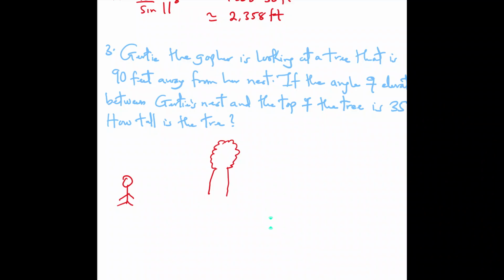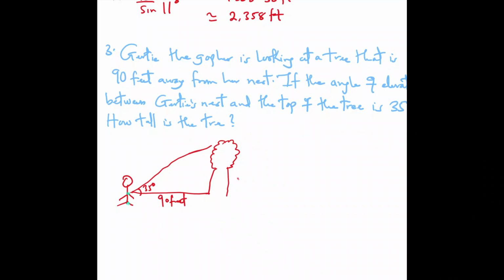Okay, let's say she's looking at a tree that is 90 feet away from her. So she's looking up to the tree. The distance between Getty's nest and the tree is 90 feet. So this is the distance here. The angle of elevation between Getty's nest and the top of the tree is 35 degrees, so when she's looking up, it's about 35 degrees.